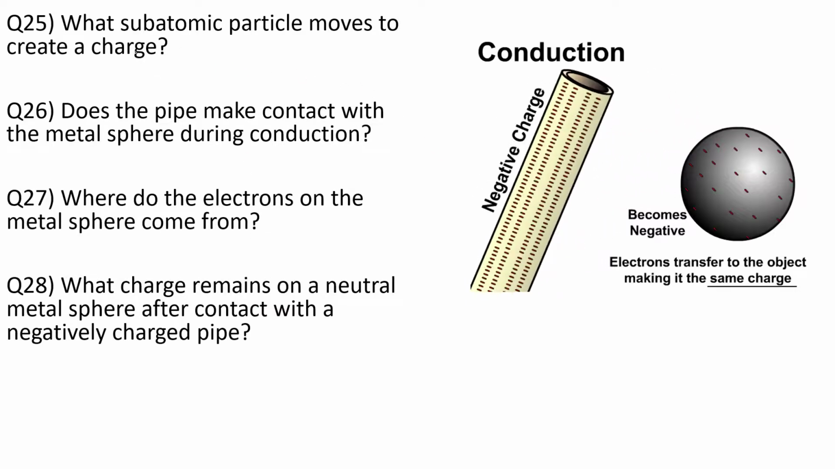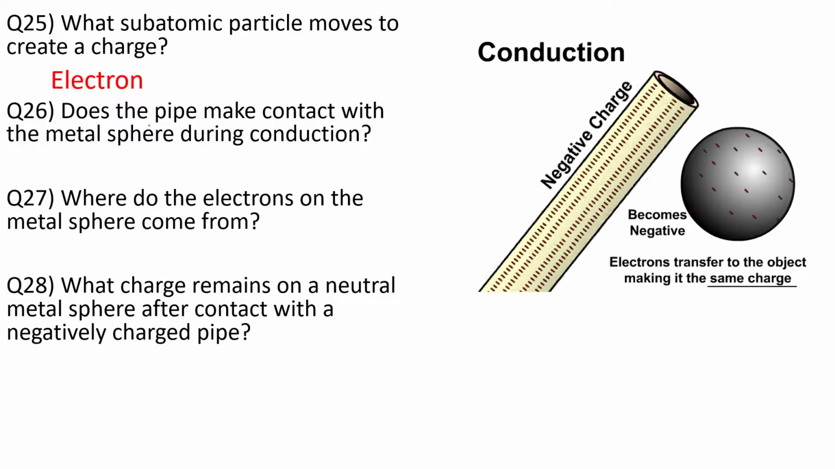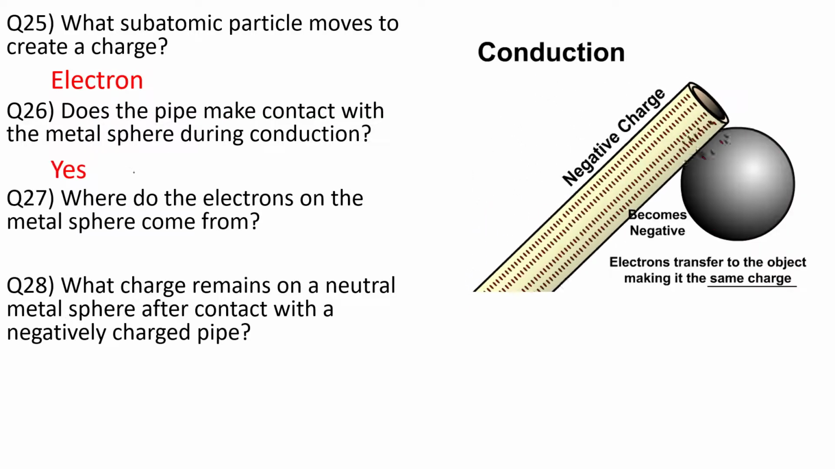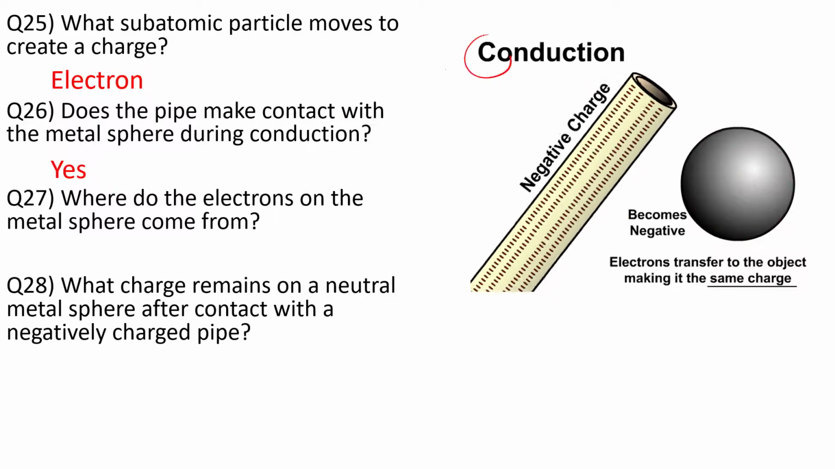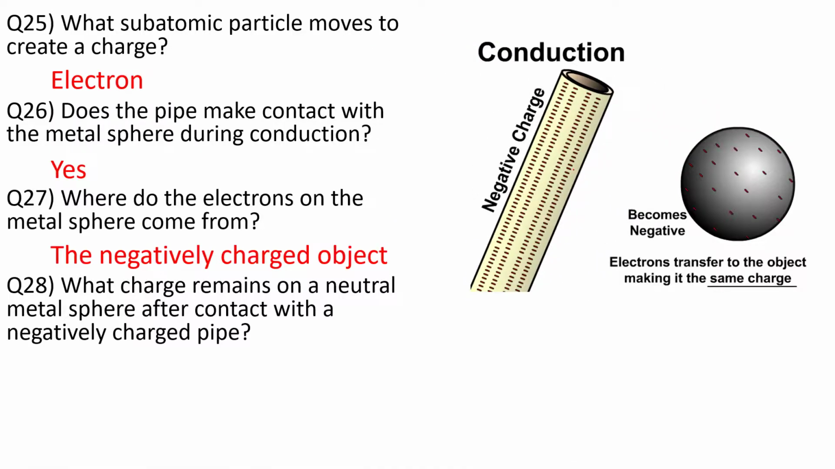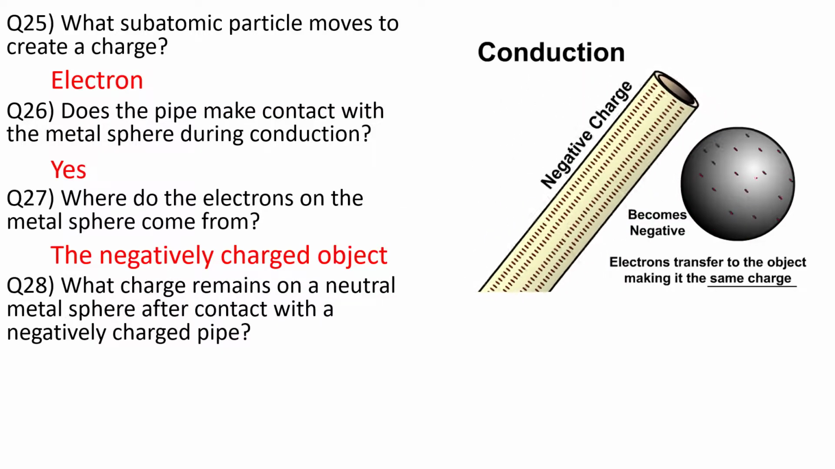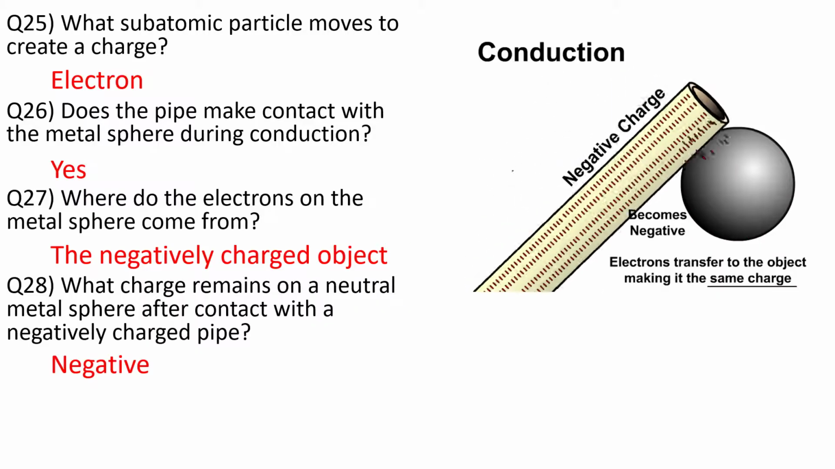Let's answer these questions. What subatomic particle moves to create a charge? That's going to be an electron again. Does the pipe make contact with the metal sphere? Yes. So think of C for contact, conduction, contact. Where do electrons come from? They're going to come from the negatively charged object. And what charge remains on the neutral metal sphere after the contact? It would be negative if this was negative.